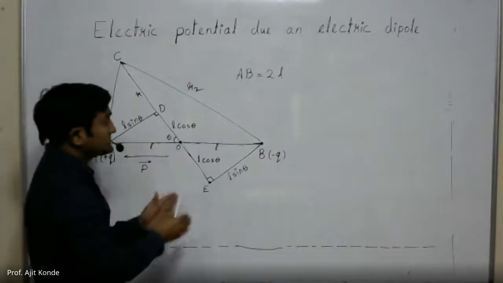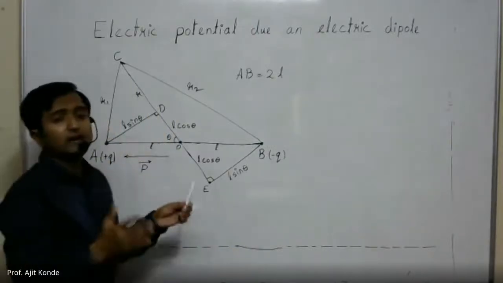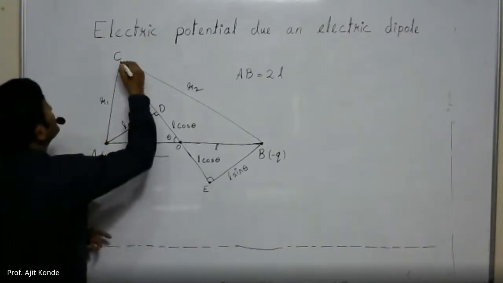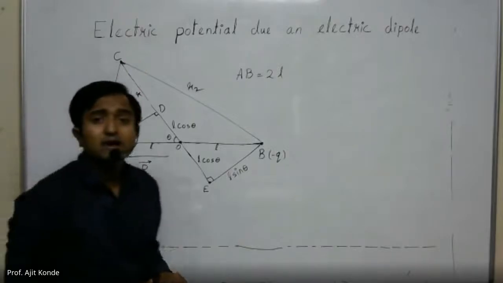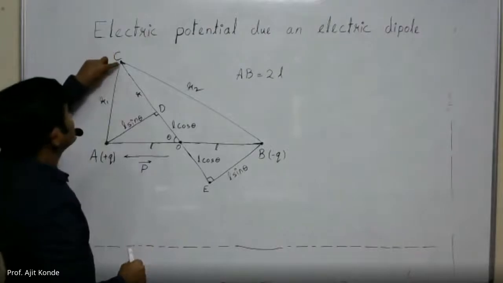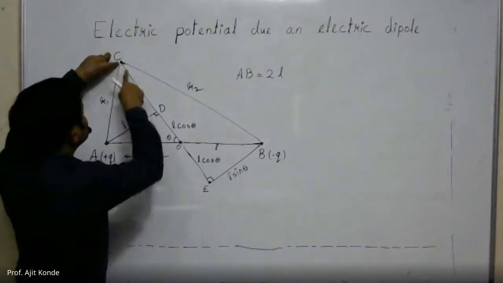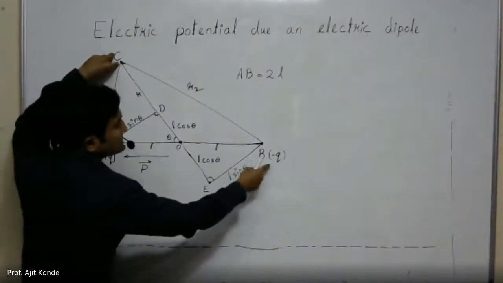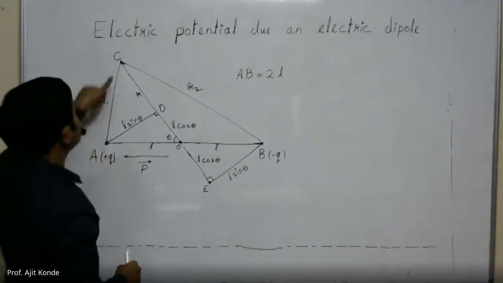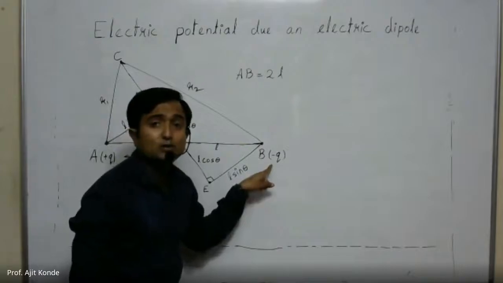Now, this is a generalized form. Over here, we have to find the electric potential at any point. Therefore, we are finding the electric potential at point C. We have to find the electric potential due to a positive charge as well as due to a negative charge. You know that from a positive charge the electric field will be in the outward direction. From a negative charge the electric field will be in the inward direction.